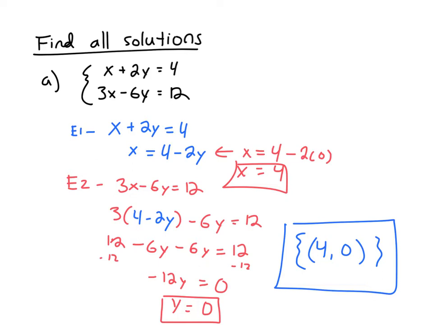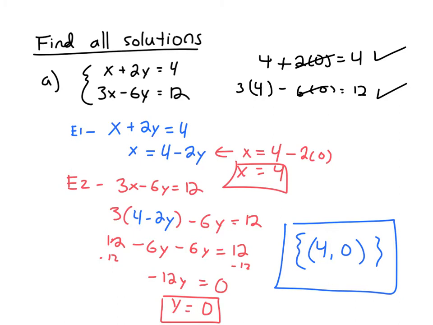Alright, it's good practice to go back and check your answer. The way you do that is go back to the original equations and plug in, to make sure both equations are satisfied. For equation 1, I would have 4 plus 2 times 0 equals 4. I can see that's true because 2 times 0 is 0, so 4 equals 4. And then 3 times 4 minus 6 times 0 equals 12. That cancels out because that's 0, and 3 times 4 is 12, so both check out.